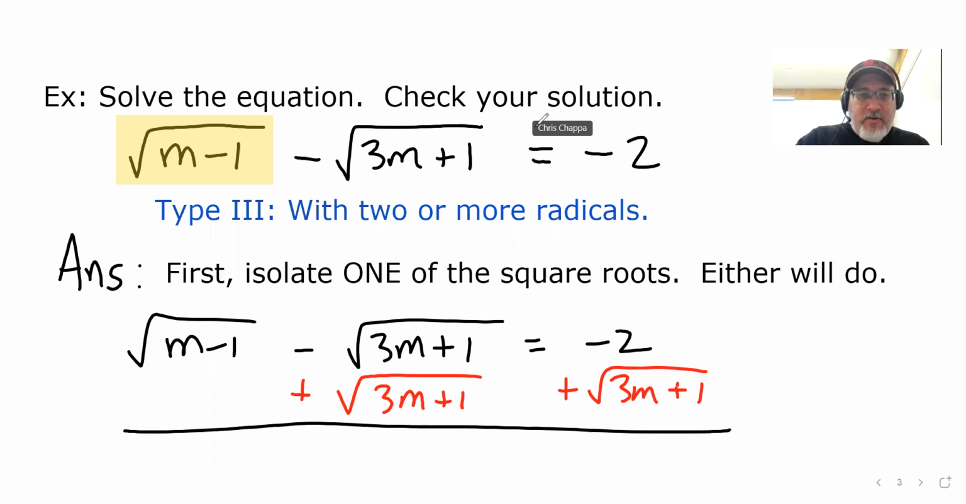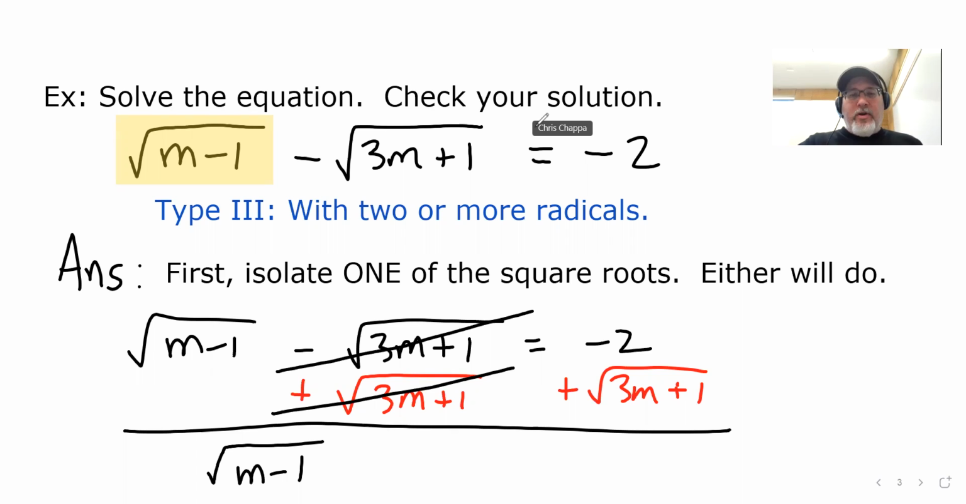Adding the square root of 3m plus 1 to both sides will leave us a square root of m minus 1 on the left, because the minus square root of 3m plus 1 and the plus square root of 3m plus 1 cancel. And on the right side, we get 2 terms that we cannot combine, a negative 2 and a positive square root of 3m plus 1, excuse me. Don't write this.